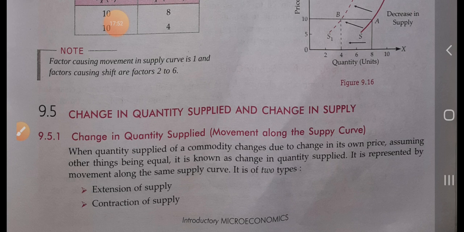So when the quantity supplied of a commodity changes due to a change in its own price, assuming other things being equal, it is known as change in quantity supplied.